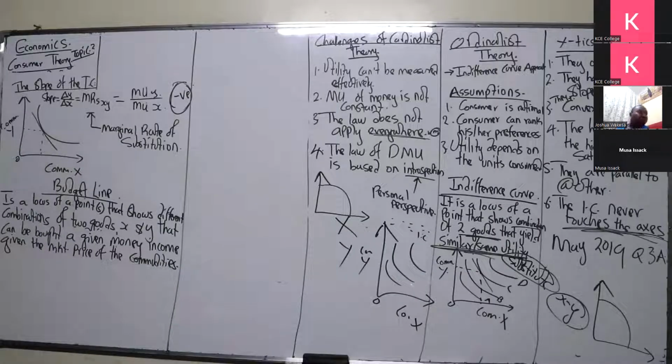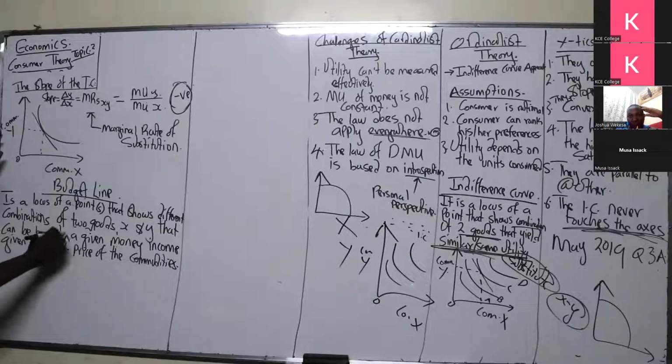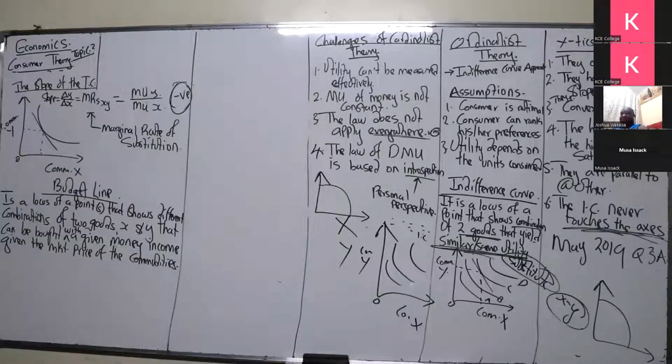So we are saying that when you're talking about the budget line, it's a locus of a point that shows the different combinations of two goods, X and Y, that can be bought with a given money income, given the market prices of the commodities.